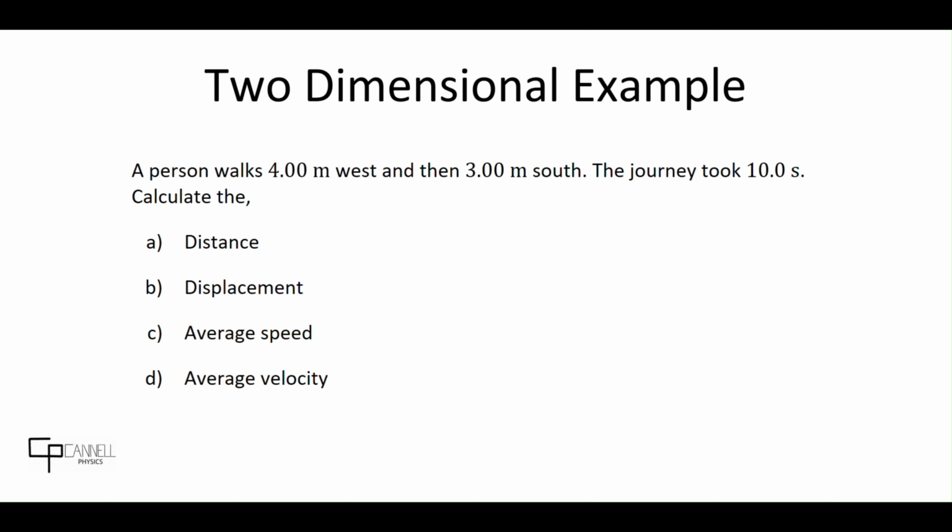Let's do a two-dimensional example. A person walks 4 meters west and then 3 meters south, the journey took 10 seconds. We're asked to calculate the distance, displacement, average speed, and average velocity. And again, we're going to soon explain why these are average values, but that's not important for right now.